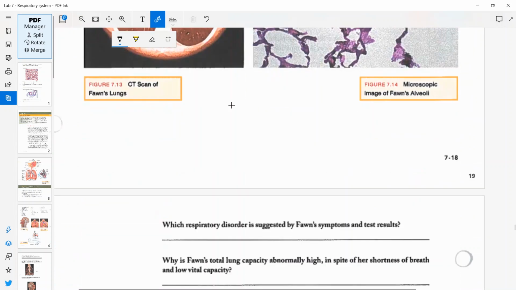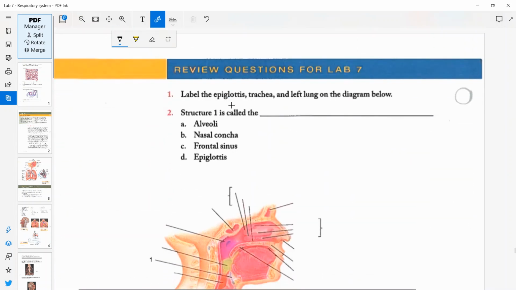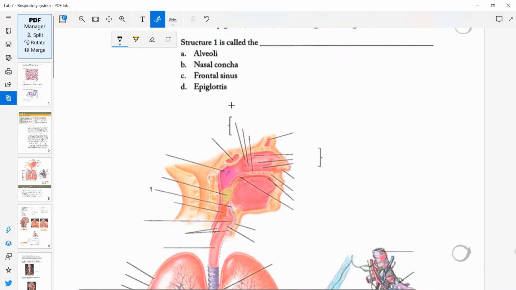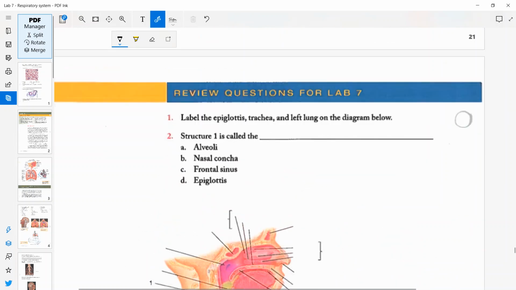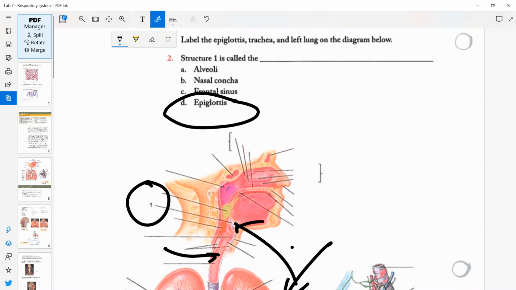We're not going to talk about disorders. We will jump straight to the review questions. So first of all, epiglottis, trachea, and left lung. So here's epiglottis, trachea, and left lung. Now next question, structure 1 here is called what? Epiglottis.